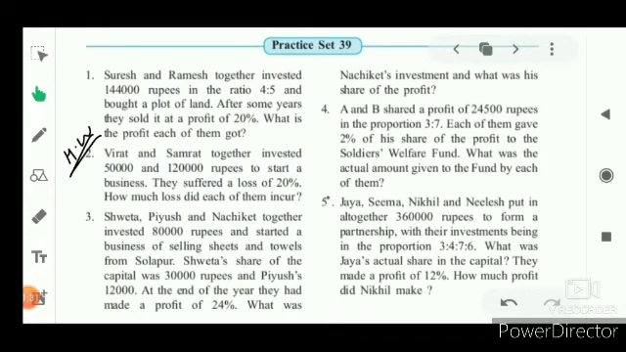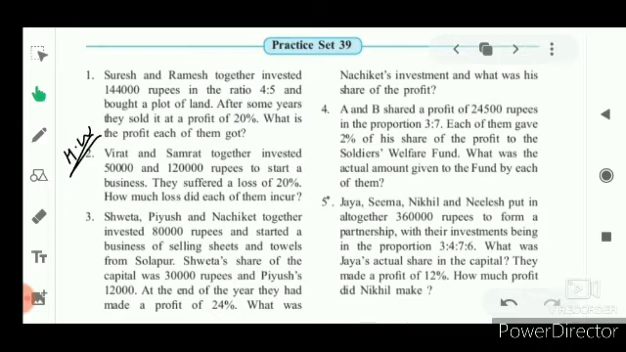Jaya, Seema, Nikhil and Nilesh put in altogether 3,60,000 rupees to form a partnership, with the investment being in the proportion 3:4:7:6. What was Jaya's actual share in the capital? They made a profit of 12%. How much profit did Nikhil make? So here are 4 persons, Jaya, Seema, Nikhil and Nilesh, who invested altogether 3,60,000 rupees in the ratio 3:4:7:6. Now we have to find out Jaya's actual share in the capital.